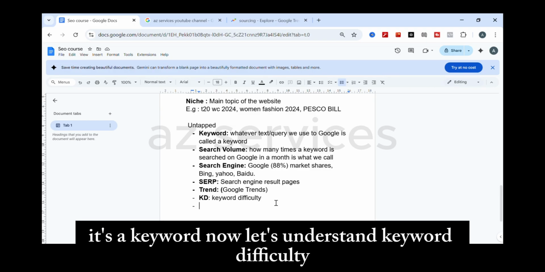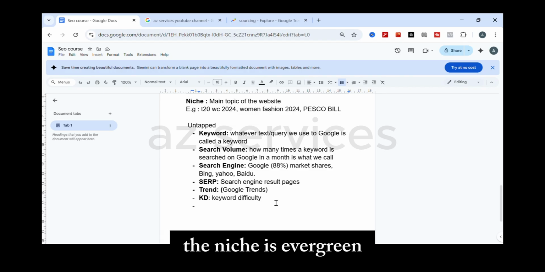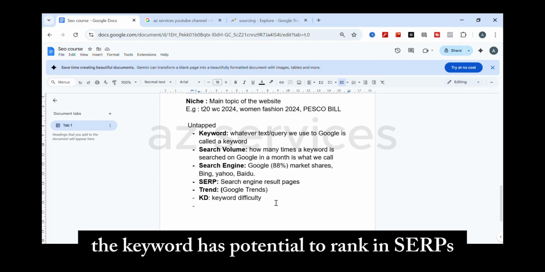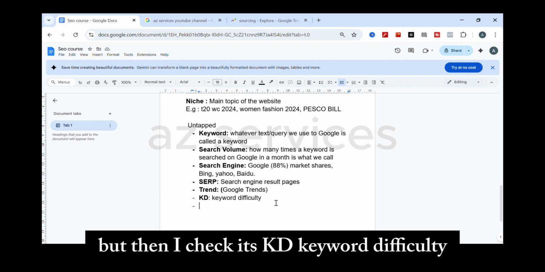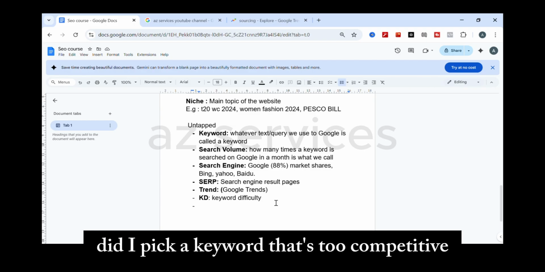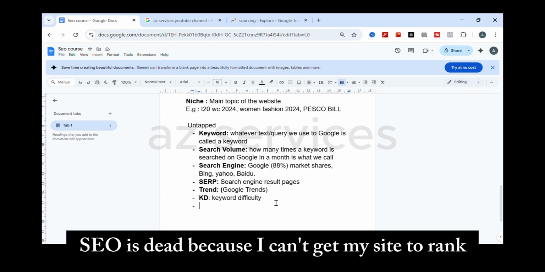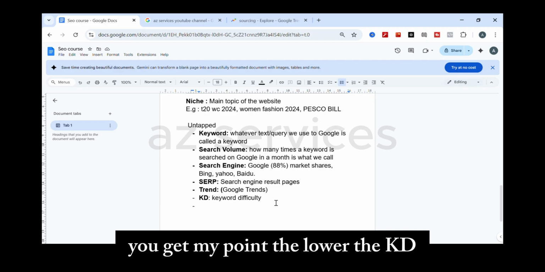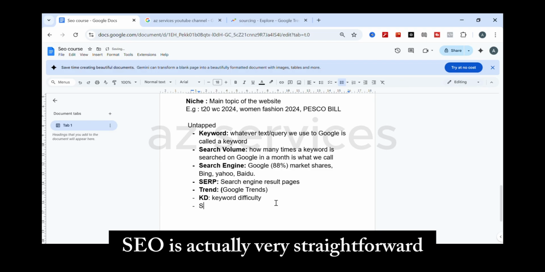Now let's understand keyword difficulty. Let's say I find a keyword with a good search volume. The niche is evergreen, the keyword has potential to rank in SERPs and the trend is positive. But then I check its KD, keyword difficulty, to see whether it's within my range. Did I pick a keyword that's too competitive? If yes, then I'll be stuck saying SEO is dead because I can't get my site to rank. You get my point. The lower the KD, the easier it is to rank. It's that simple. SEO is actually very straightforward.